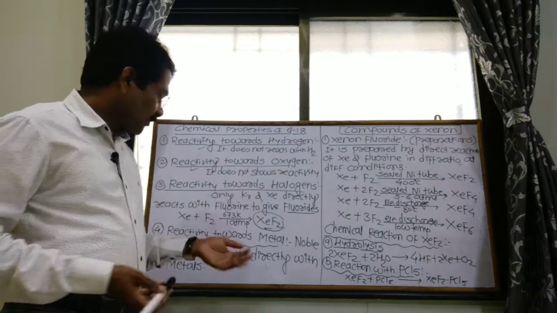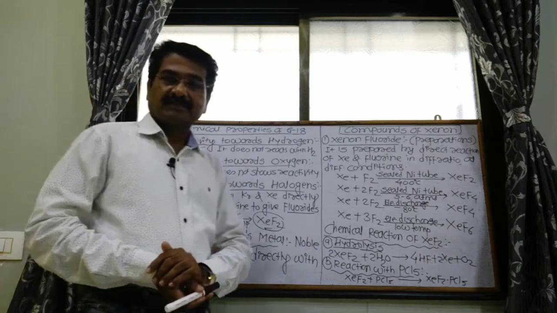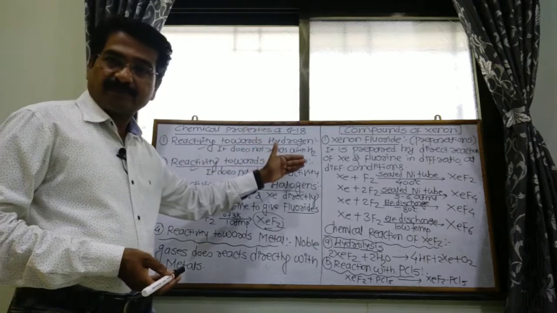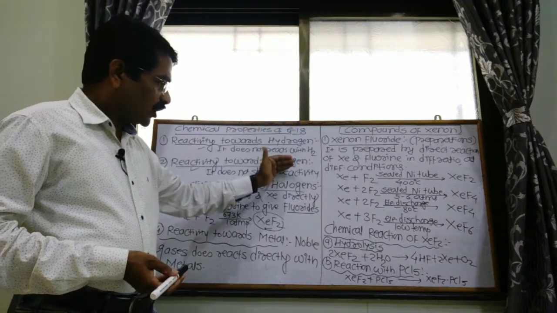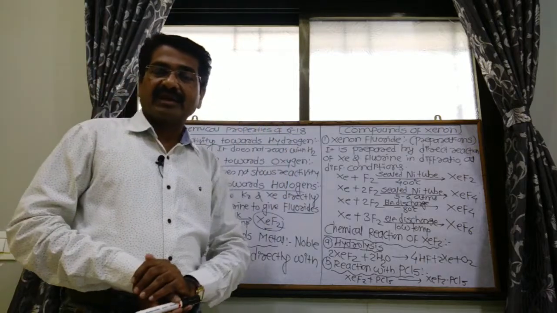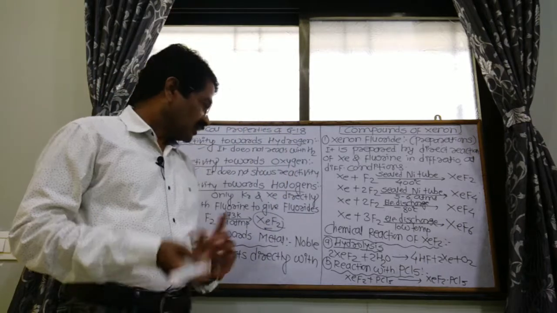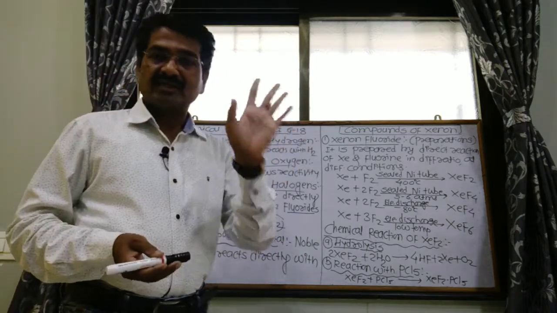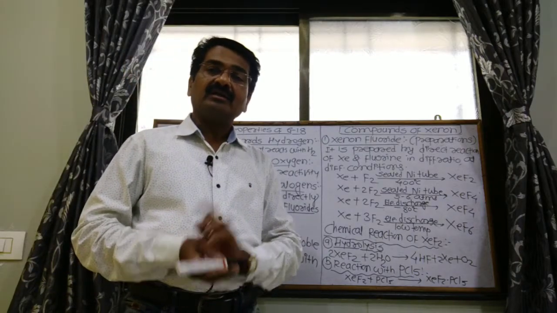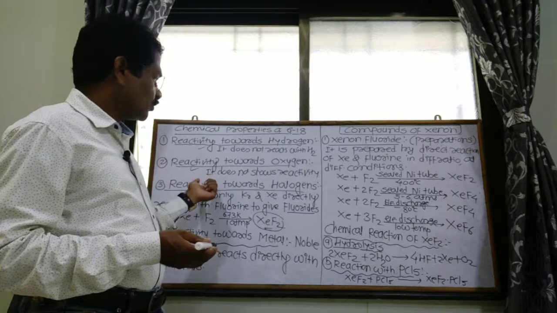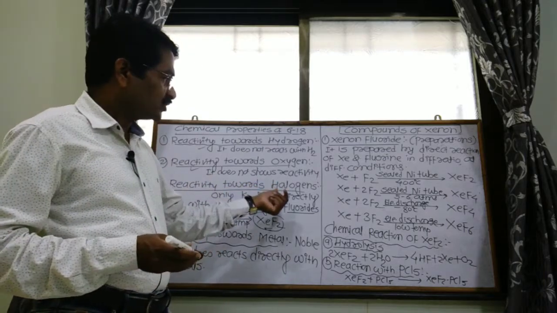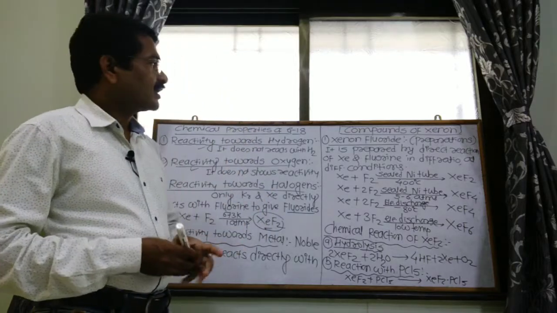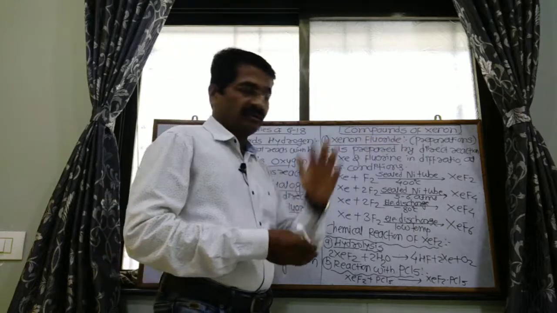Then see the next chemical property, reactivity towards metals. Like hydrogen and oxygen, metals also cannot react with noble gases. So noble gases do not react directly with metals. They do not show reactivity with metals. So all these are the chemical properties. Only fluorine can react among the halogens.